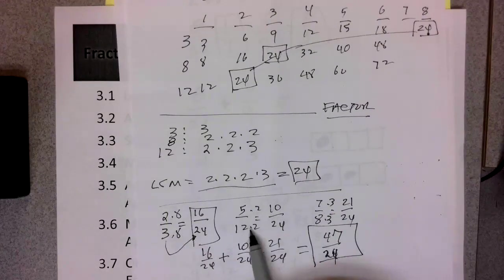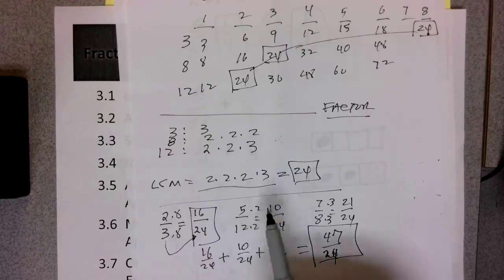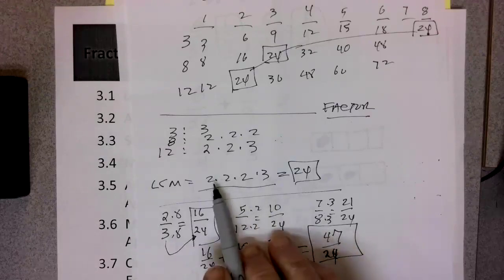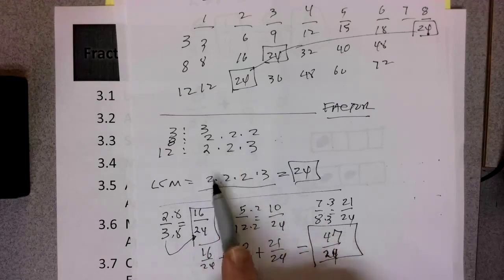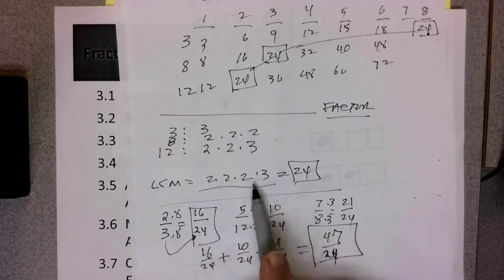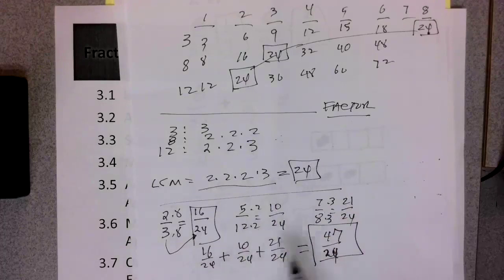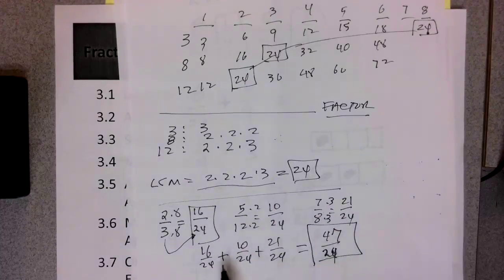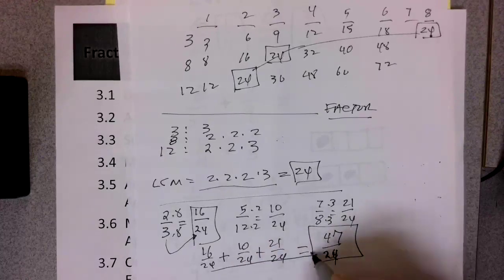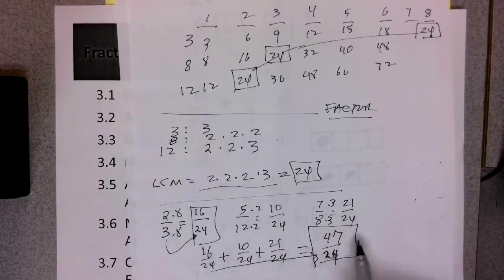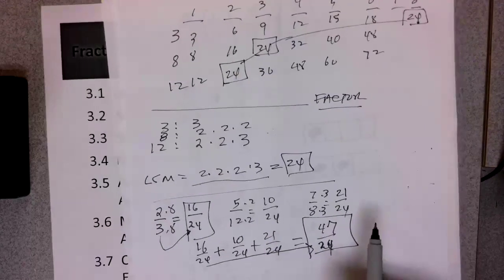Likewise, I multiplied 12 by 2. Where did that come from? What factors are in the lowest common multiple that are not in 12? Okay, so we have a 2, 2, 2, and a 3. So 2 is the missing factor in the multiple that's not in 12. And so that's where the 2 came from, and likewise over here. Then you just simply, remember, you keep the denominator once you get the common denominator, and you do the arithmetic on the numerators, just add them together.